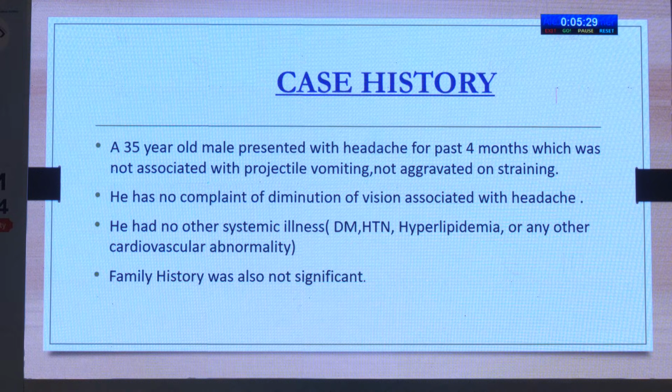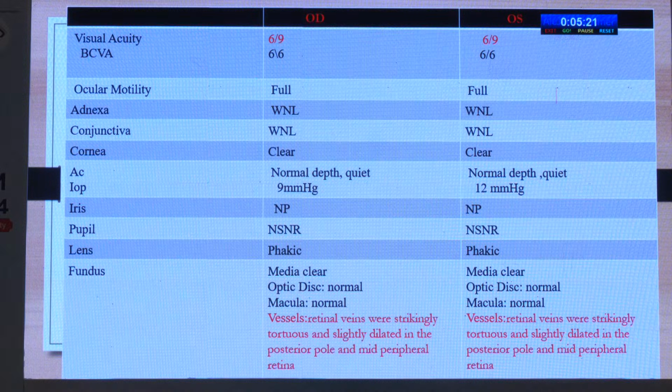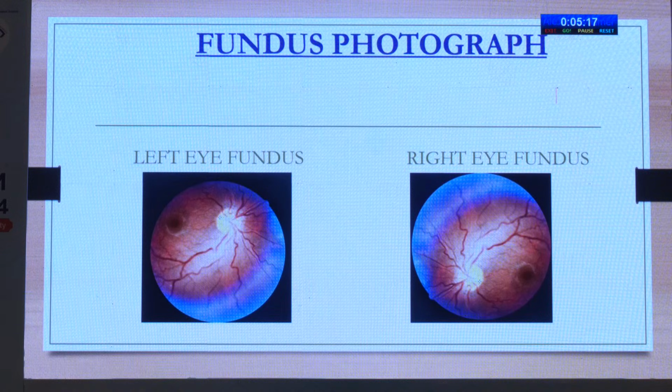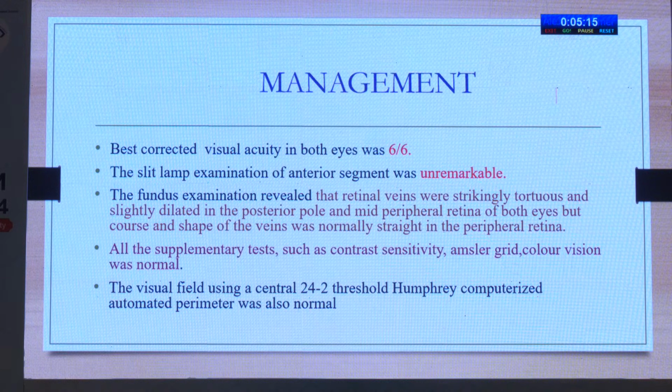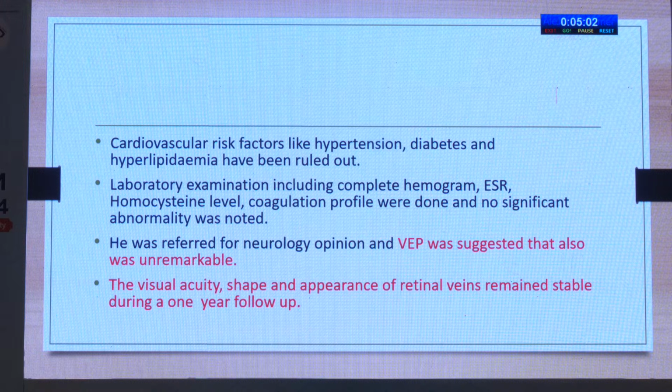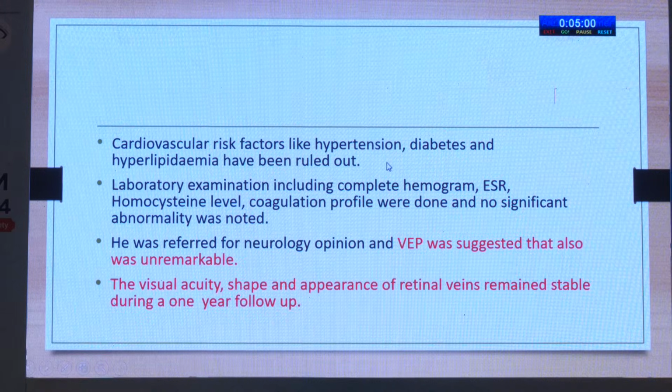So this was a 35-year-old male who presented with a complaint of headache for the past month, with no associated features and no systemic condition. Family history was also non-significant. All the ocular examination was normal except for the retinal vessels, which showed this condition. The supplementary tests, contrast sensitivity, Amsler grid, and color vision were normal. The visual fields, just to rule out anything and to document, we did, and they were also normal. The pupillary reaction was normal.